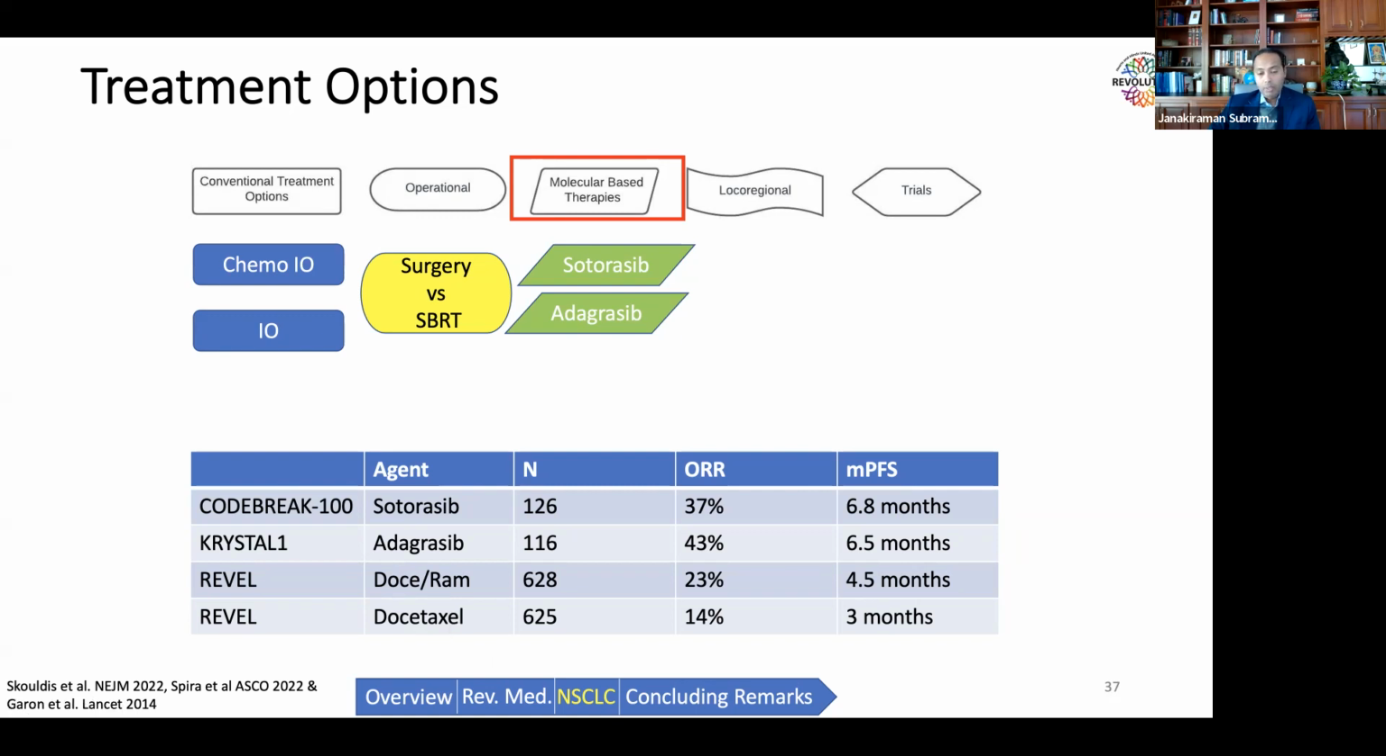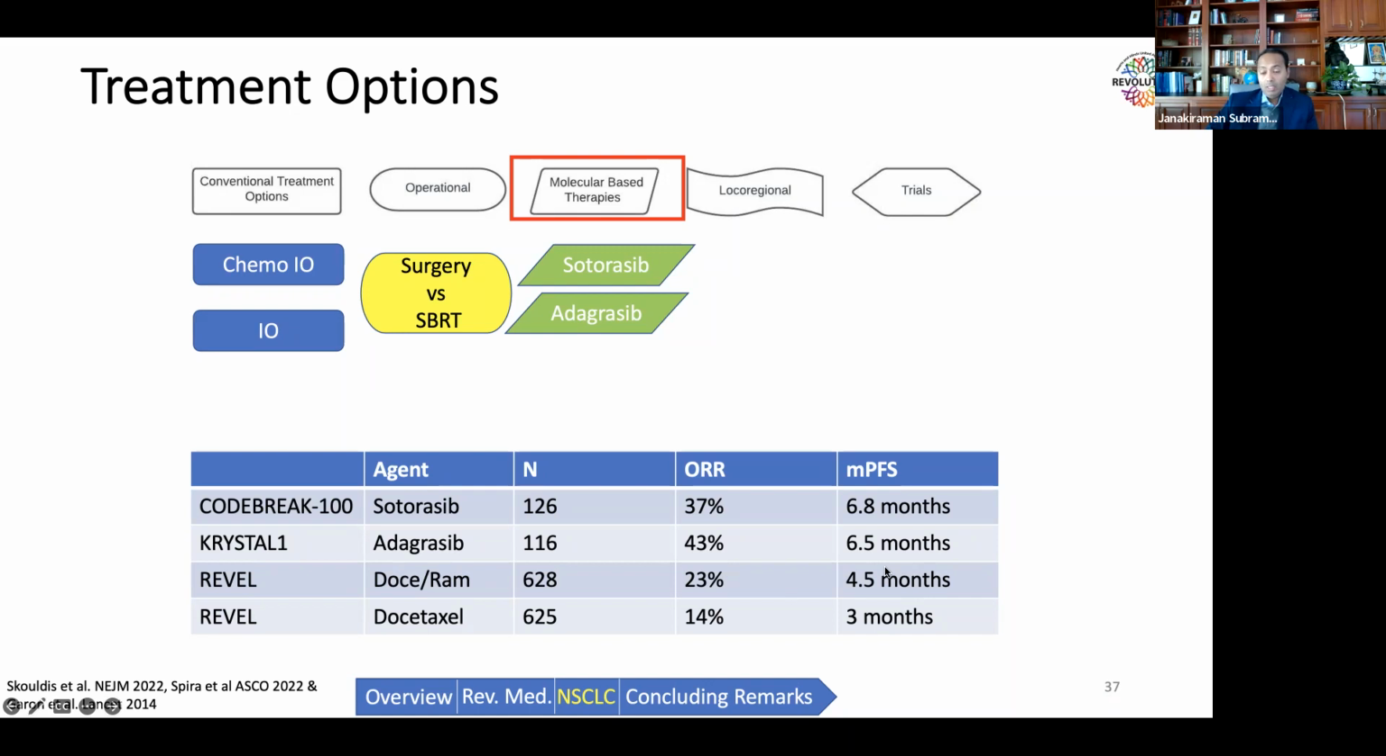REVEL was a phase 3 trial that looked at docetaxel, which was the previous standard of care, versus docetaxel plus ramucirumab, which is a VEGF inhibitor. And there, it was a significant benefit in terms of overall survival, PFS, and ORR. And that led to the approval of the docetaxel and ramucirumab regimen. As you can see, the response rate here is 23%, and the mPFS, or the median PFS, was 4.5 months.